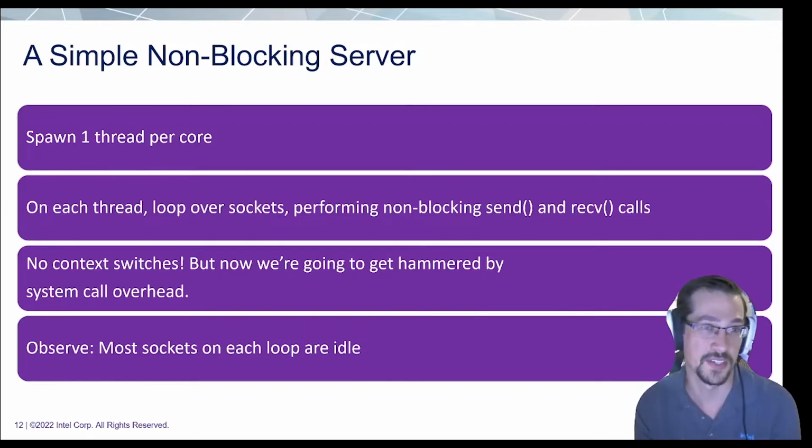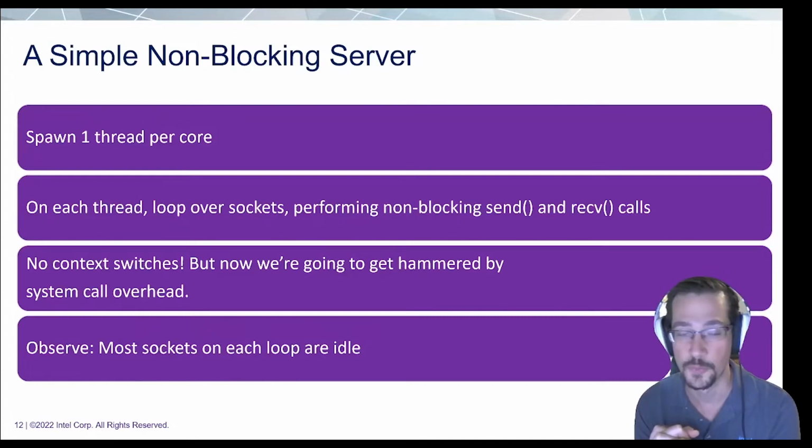So there's no context switches here. You know, the number of threads we spawn is fixed. There's one thread per core, so there's no context switching going on at all here between different threads. We've eliminated that overhead entirely.